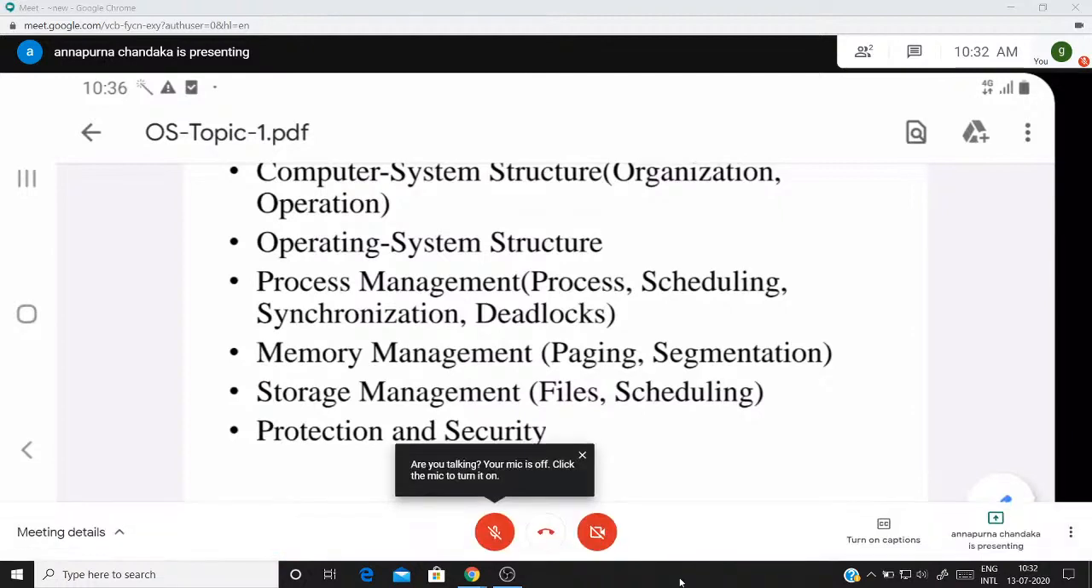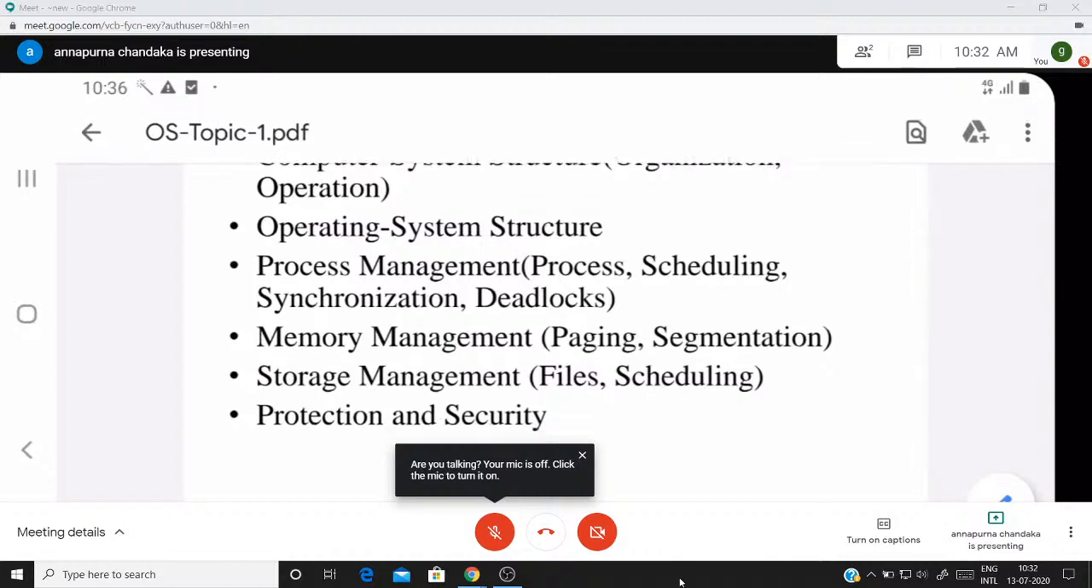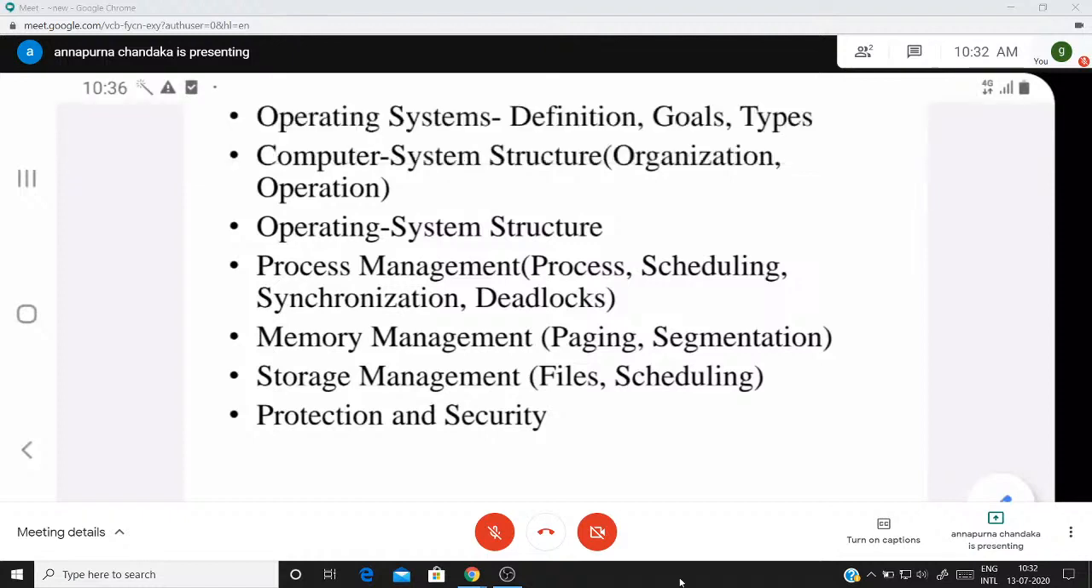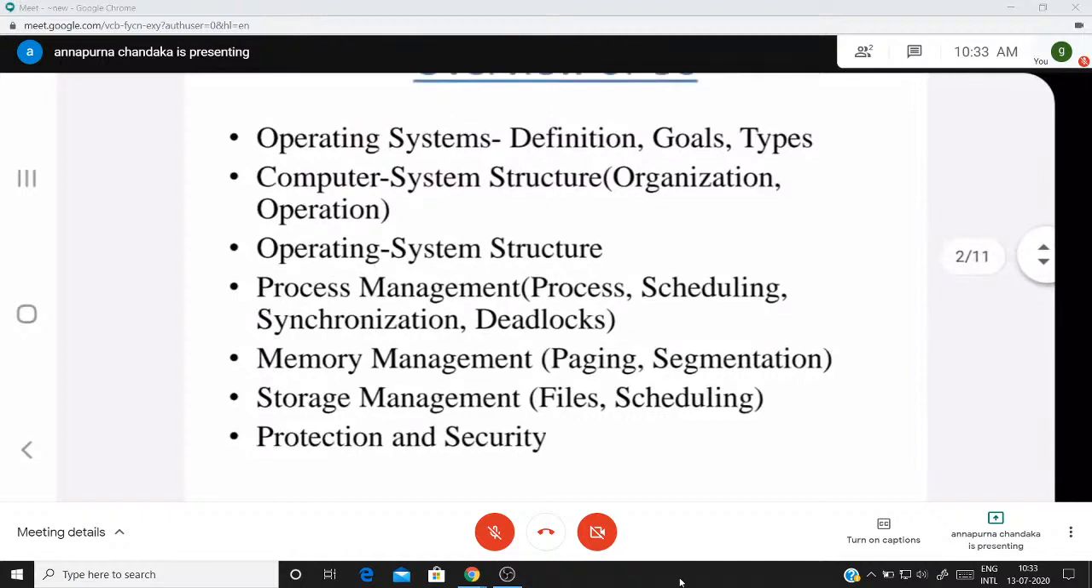Now coming to the first one, process management. In this process management, we are going to see 4 subtopics: what is a process, what is process scheduling, what is synchronization, and what is deadlock. First of all, what is a process? We are going to learn the difference between a program and a process, how a program is converted into a process, and what the process states are, and so on, up to scheduling.